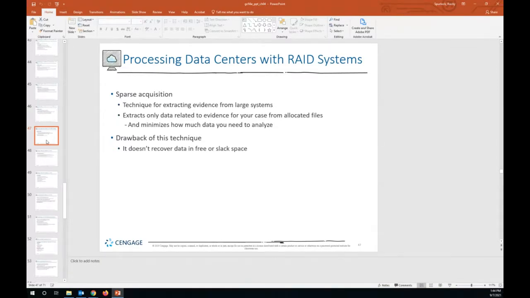Sparse acquisition is the technique for extracting evidence from a large system. It extracts only data related to the evidence of your cases from allocated files and minimizes how much data you need to analyze. Now, one of the drawbacks of this technique is it doesn't recover data in free or slack space.